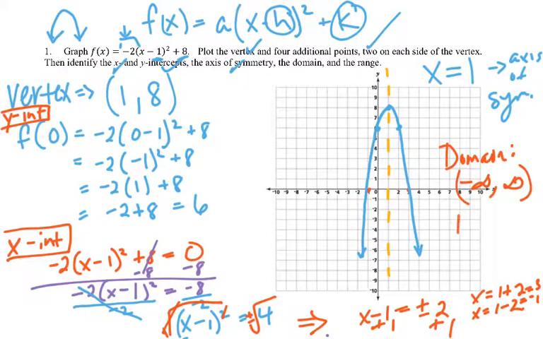The range, however, we have to think about where is it starting from in the x direction from negative infinity, which it goes down to negative infinity because of the arrows. And where does it go all the way up to? It stops at 8. So it goes from negative infinity to 8, and it includes 8, so we need a bracket. And that is how we graph a parabola in vertex form.